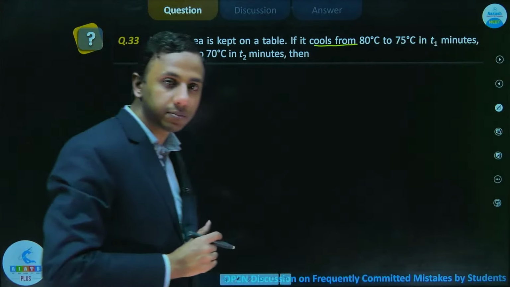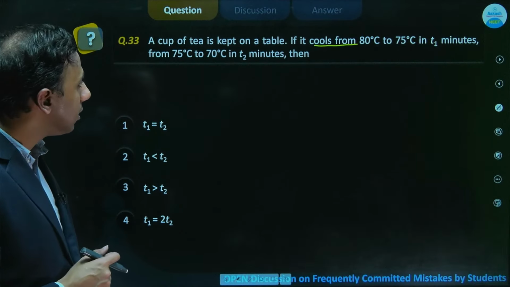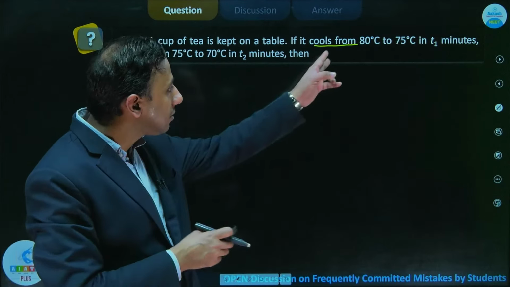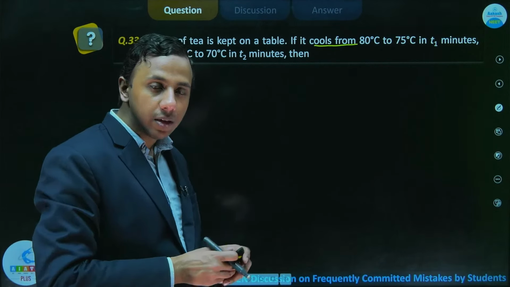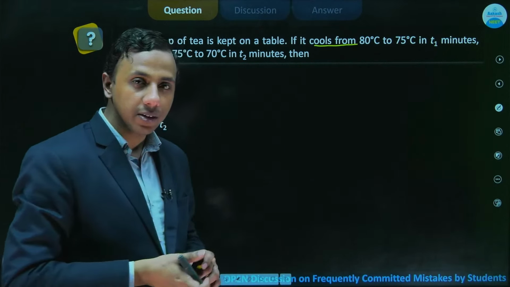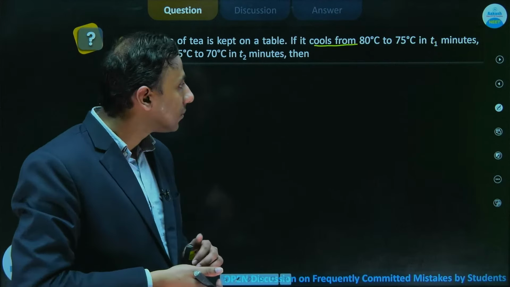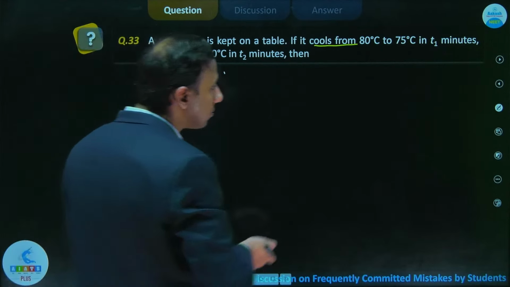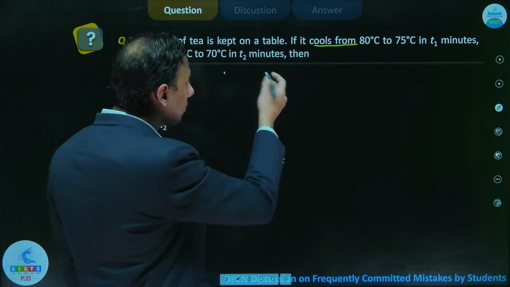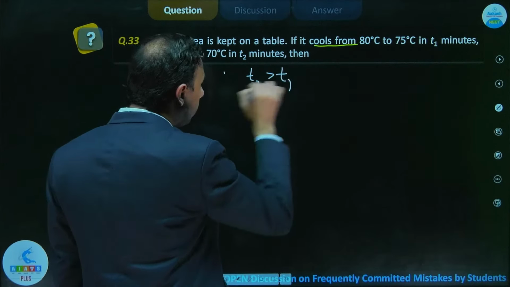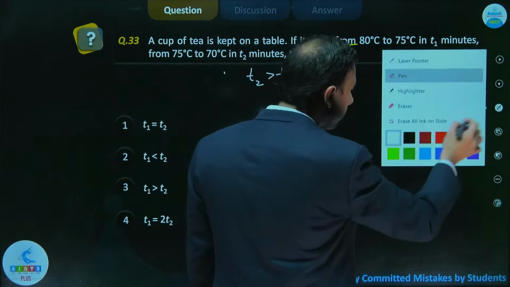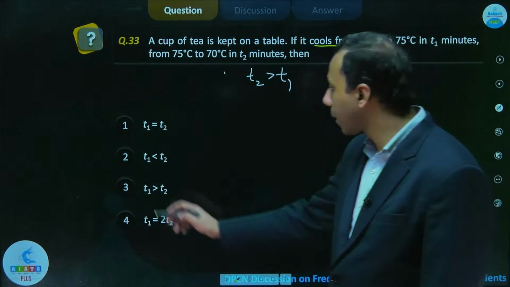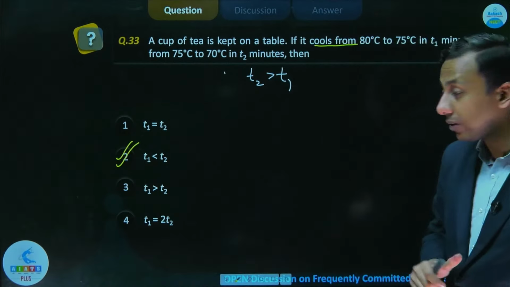So if you come back to this question, we say for the body to cool down, let's say initially it cooled down by 5 degrees Celsius in T1 minutes. So if it were to cool down even another 5 degrees Celsius, the time taken would be higher. So T2 is going to be higher. That is the answer to this question: T2 more than T1. Second one. Why so? I am telling you why so.